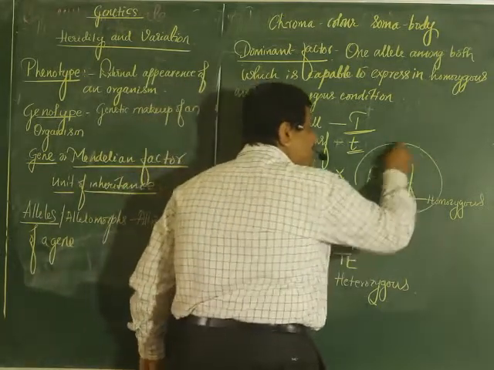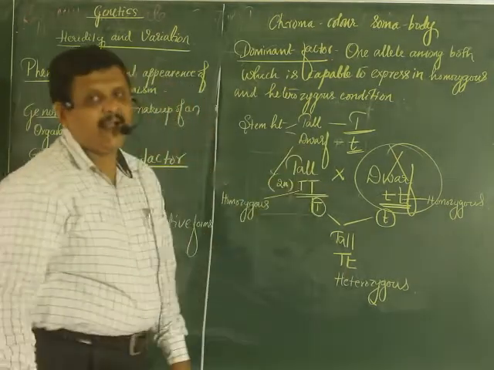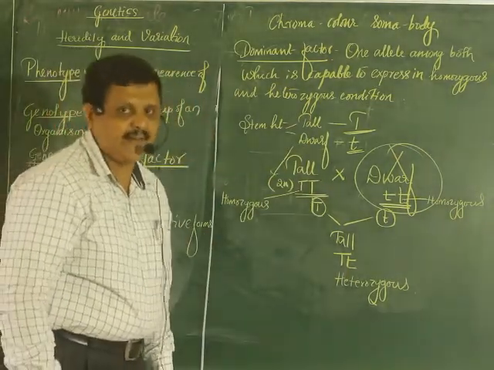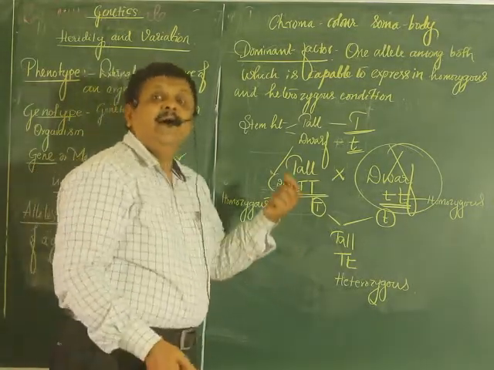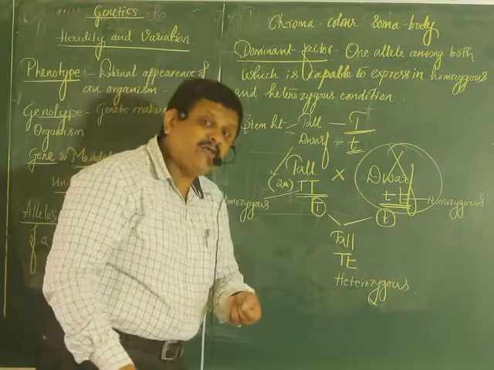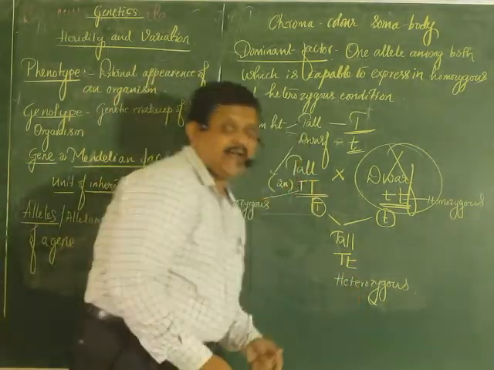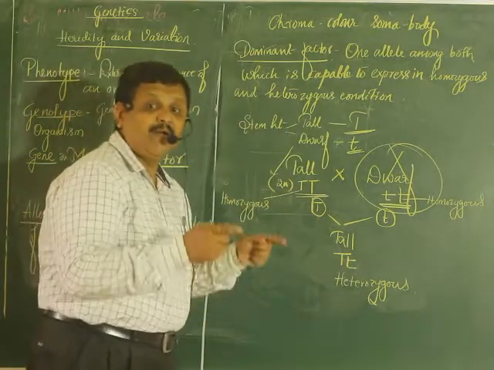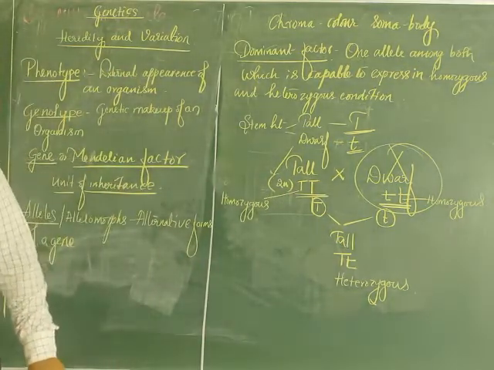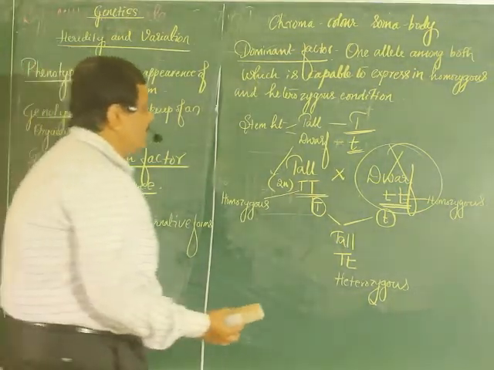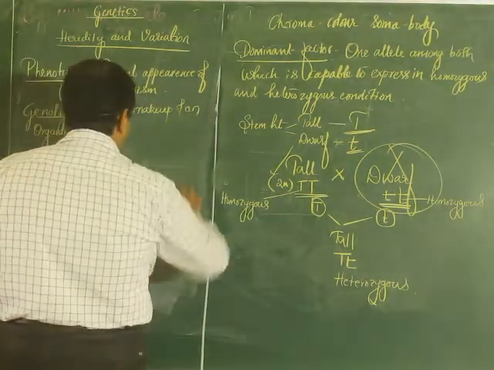So dwarfness is not a dominant character. So tallness is a dominant character. Now it is clear to you, I think. Why is tallness dominant? It is expressed in both homozygous as well as heterozygous condition. It is capable to express itself in both, hence it is called dominant character or dominant factor.